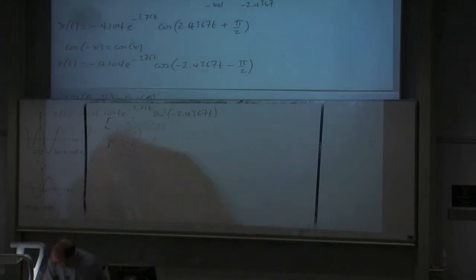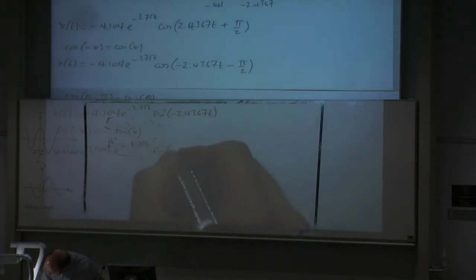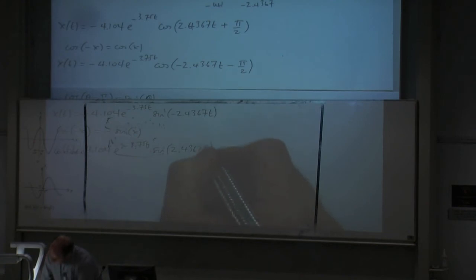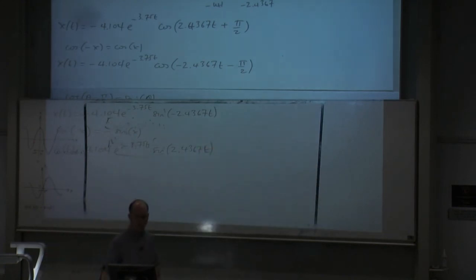And so we can therefore plug that in here, x of t. The minus obviously cancels with this minus, so we end up with 4.104 e to the minus 3.75 t sine 2.4367 t. And that's exactly what we had from the previous solution.